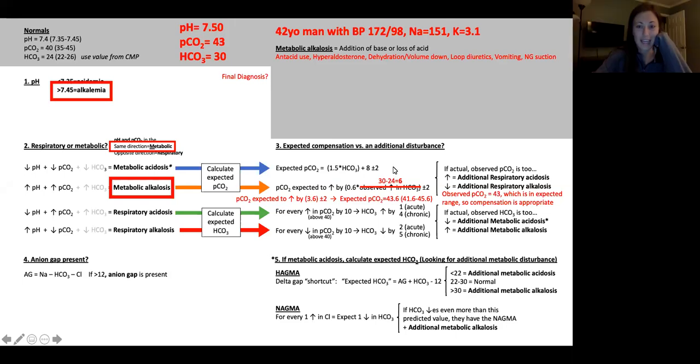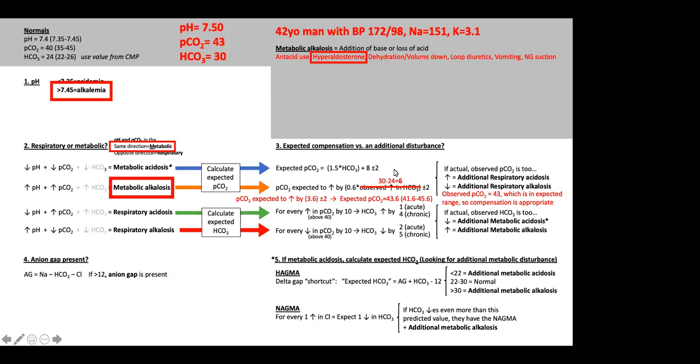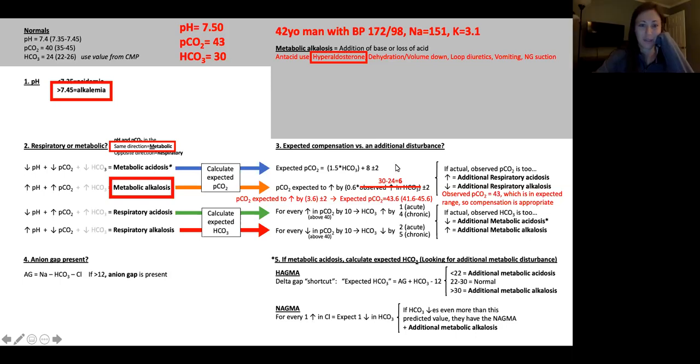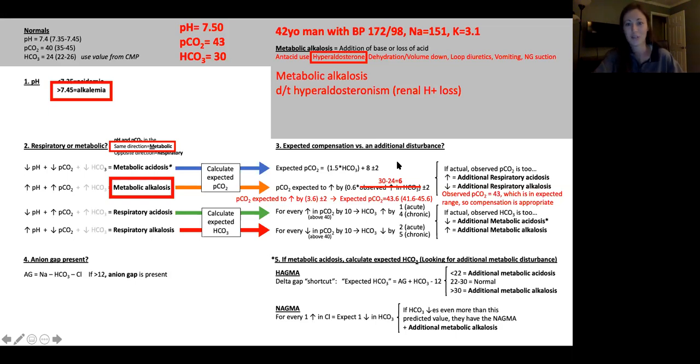So for this guy, it's actually hyperaldosteronism. So with that high blood pressure, elevated sodium, and low potassium. And so metabolic alkalosis due to hyperaldosteronism, you have a renal hydrogen ion loss. And so that's what causes the loss of acid type.